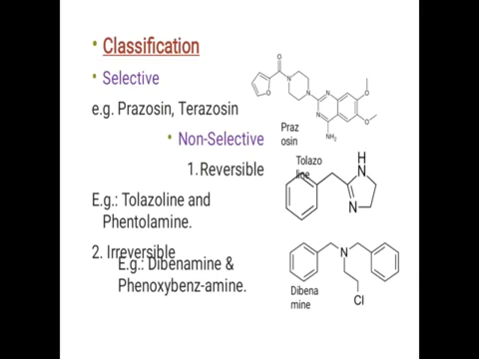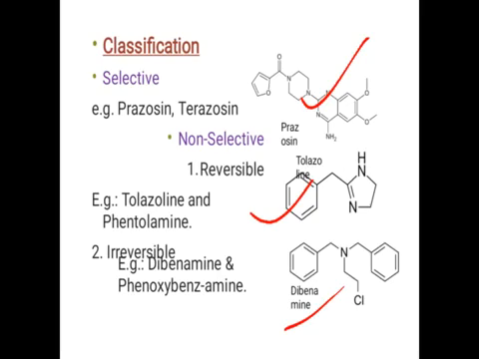So the first class is selective blockers. Selective means they are selective for the alpha receptor or they are selective for the beta receptor. So if they bind only to that receptor, they are considered selective drugs. So prazosin, terazosin. This is the structure of prazosin. This is the structure of tolazoline. This is the structure of dibenamine. Okay, so prazosin is the example of selective blocker.